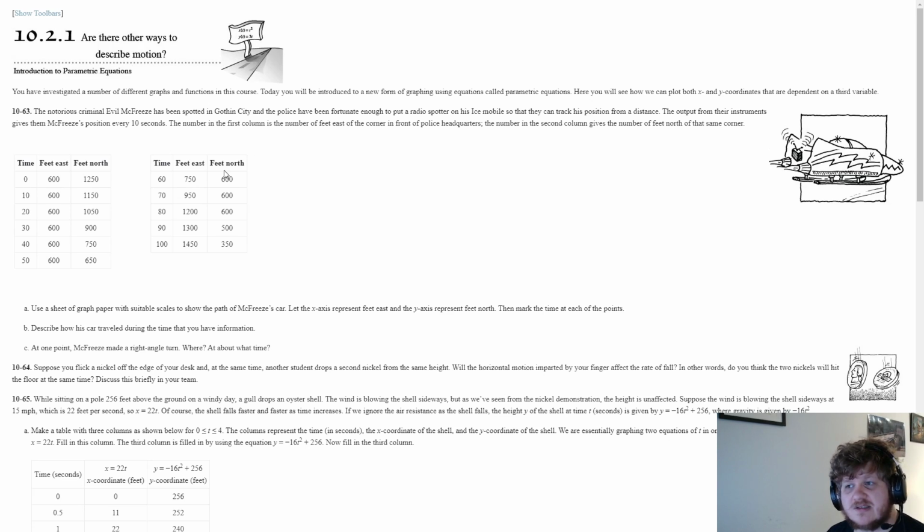So the first thing to be done, if you look over here, we have a chart that has time, feet east, feet north. And what you're going to do is make a graph with suitable scales, dotting these points and then labeling them by the time. So you'd start off with 600 feet east, so 600 on your x-axis, and 1250 on your y-axis, and that would be t = 0. I'm going to give you a moment to draw this because I have done this, and I'll show you what the result should look like. So I'm going to pause the video here.